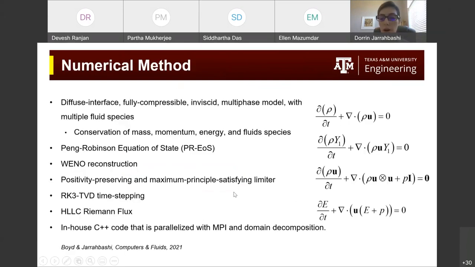Okay, so I don't want to go through the details of the numerical method because I'm very excited to show the results in the few minutes that are left from my talk. I just mentioned that we developed an in-house C++ code from scratch in the past couple of years. This is based on a diffuse interface method, a fully compressible, inviscid, multiphase model with multiple fluid species involved that solves conservation of mass, momentum, energy, and fluid species. To understand the behavior of the real gas, we are coupling our equations with the Peng-Robinson equation of state.